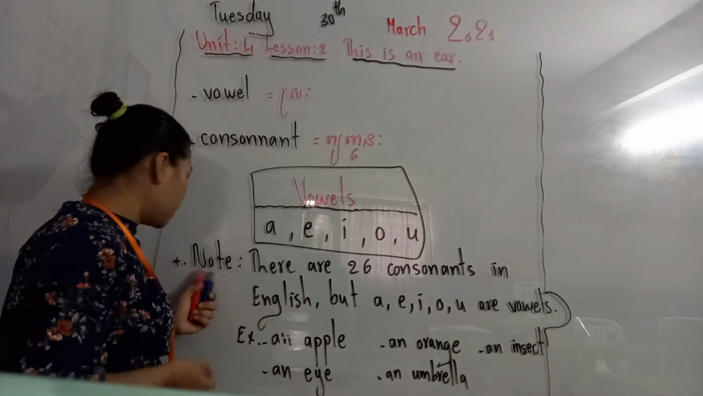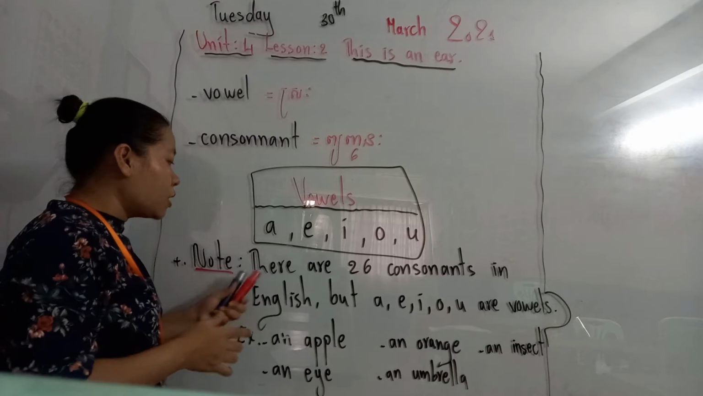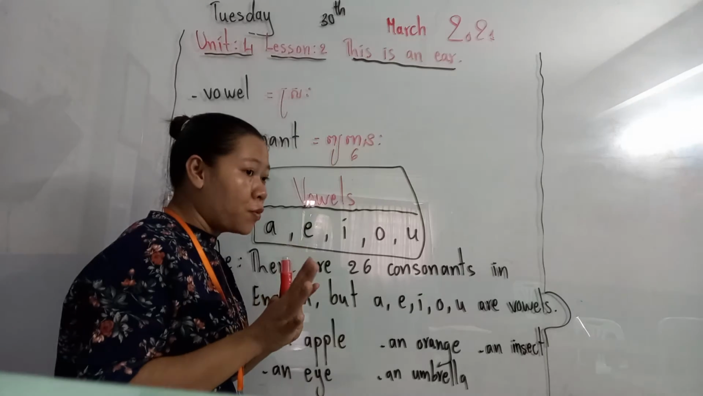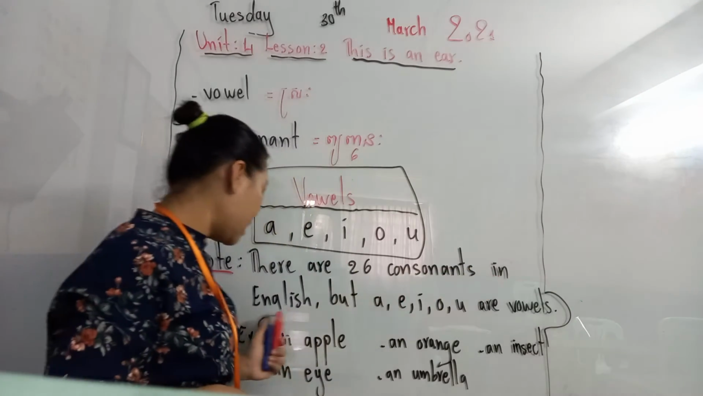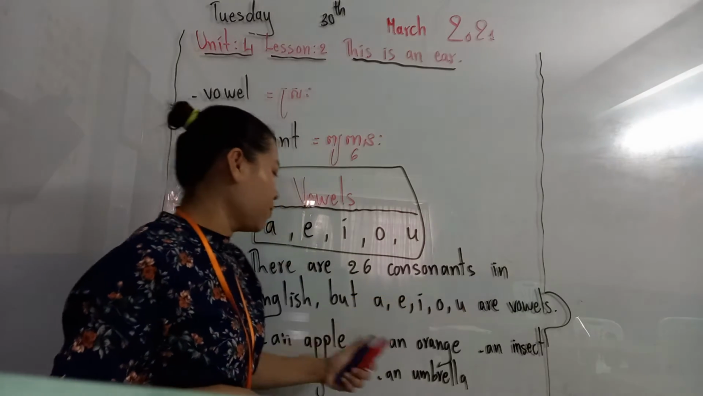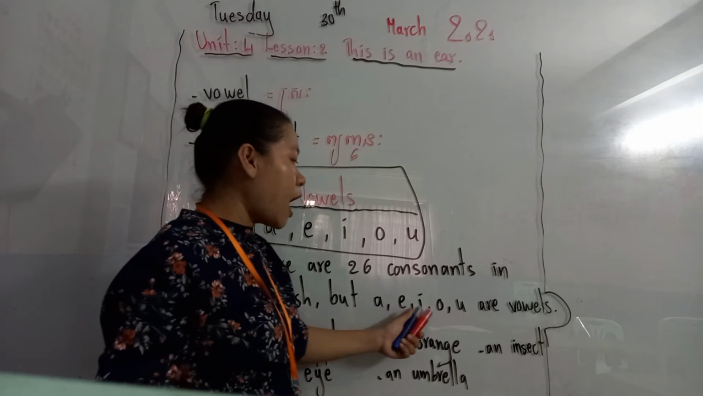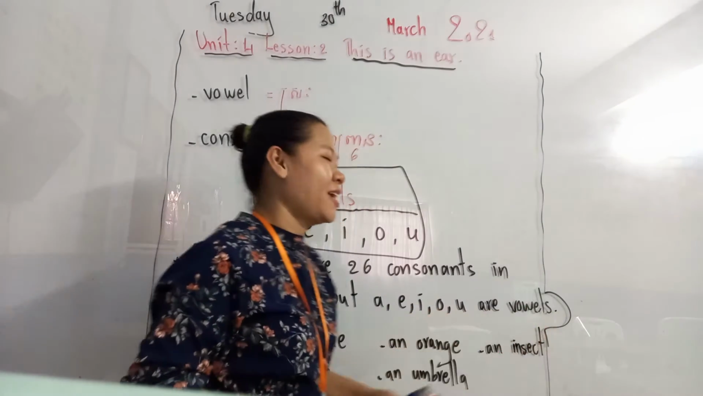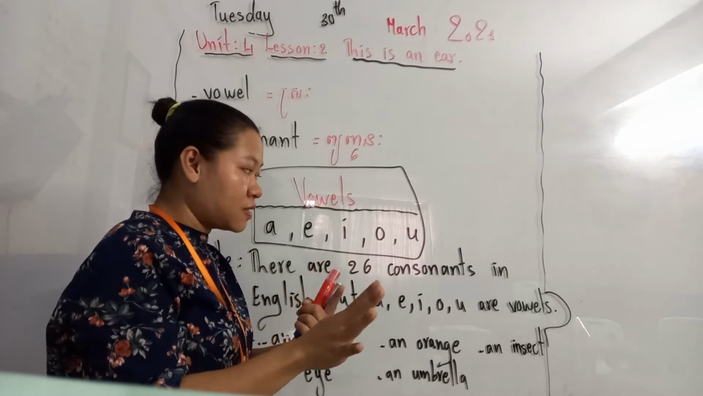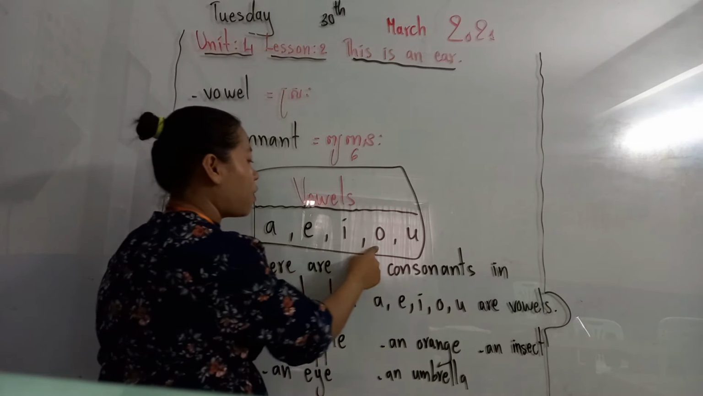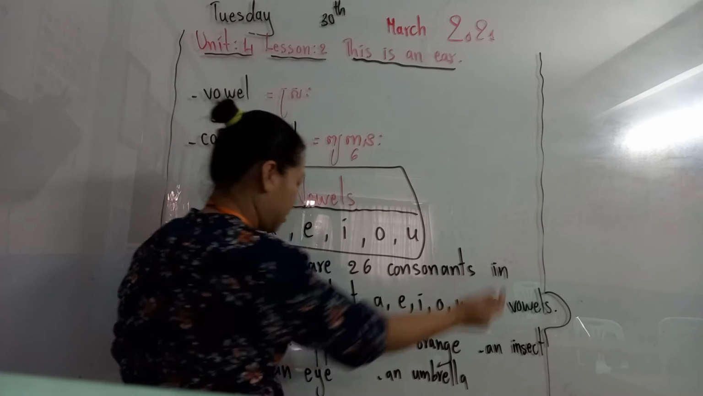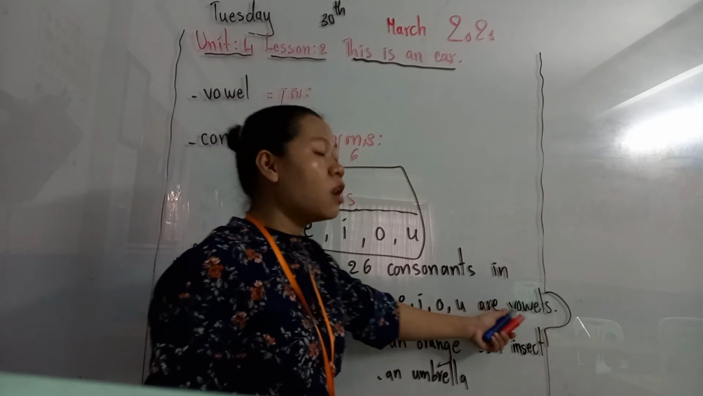Okay, so note: there are 26 consonants in English. But A, E, I, O, U are vowels. Yeah? It's easy to remember. Vowels have five and consonants have 26. And A, E, I, O, U we call vowels.